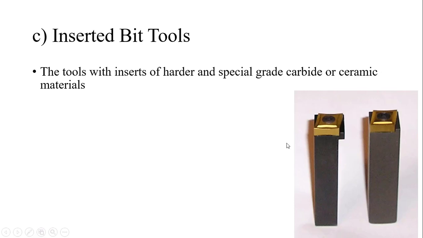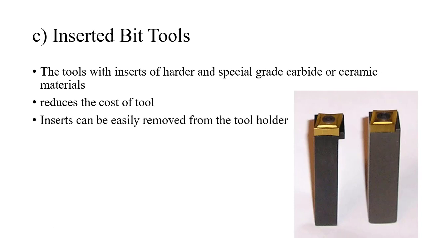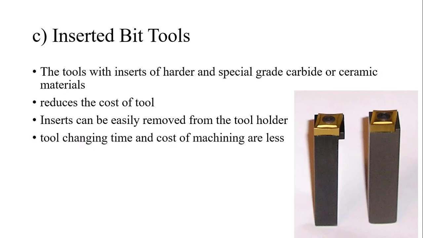So a special kind of material is used. It is used when your carbide tip is very costly as compared to your shank. So this kind of inserted bit tool is used. It reduces the cost of the tool because we need not make the whole tool with the similar metal. We do not make the whole tool. We just make the tip which is under cutting. Then inserts can easily be removed from the tool holder. As I told you, they are joined with the help of screws or with the help of the lock. So unlock it, you can change it very easily. So less time is consumed. As I said, changing time and cost of machining are less in this case.